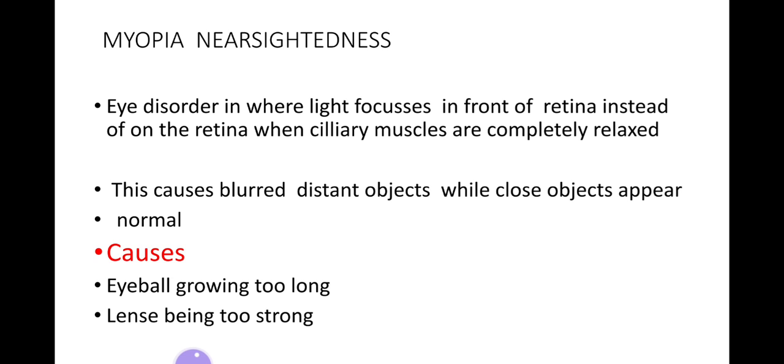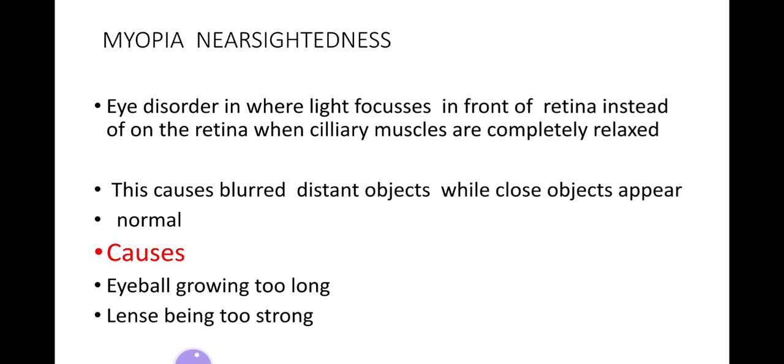Myopia, nearsightedness. It is the eye disorder where light focuses in front of the retina instead of on the retina when the ciliary muscles are completely relaxed. This causes blurred distant vision, while close objects appear normal.